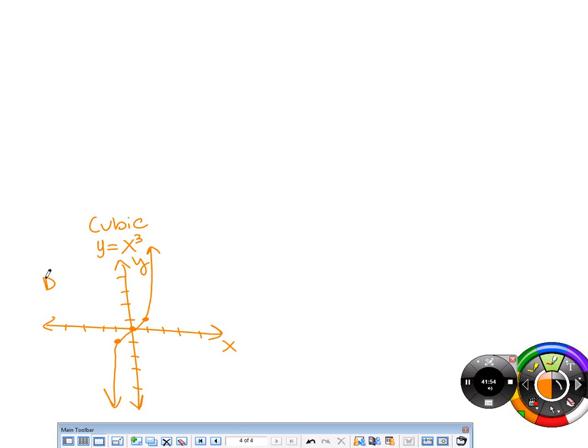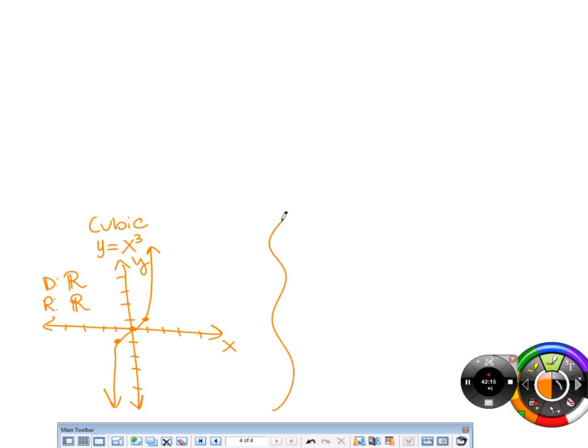So what would be the domain of this function? All real numbers again. And what about the range? All real numbers, right? This time no maximum, no minimum, no stopping point. It just keeps climbing in both directions with no gaps. So it would be all real numbers also.